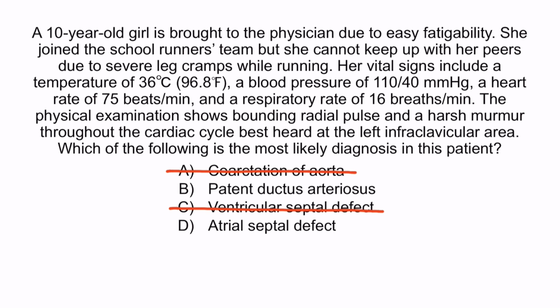Additionally, ventricular septal defect causes the holosystolic murmur at the left sternal border. Finally, option D is incorrect because atrial septal defect is typically not associated with leg claudication. Also, it causes fixed splitting of S2, which is absent in this patient. And that concludes our lecture on acyanotic congenital heart diseases.